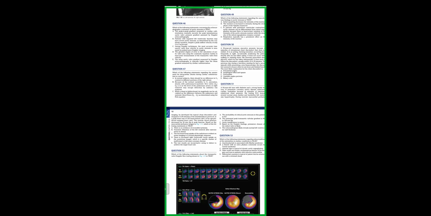C, in patients with premature ventricular contractions, aortic stenosis can be differentiated from mitral regurgitation because there is beat-to-beat variation in the intensity of aortic stenosis murmur, while the intensity of mitral regurgitation remains constant. Then D, respiration typically has a prominent effect on the intensity of the murmur.